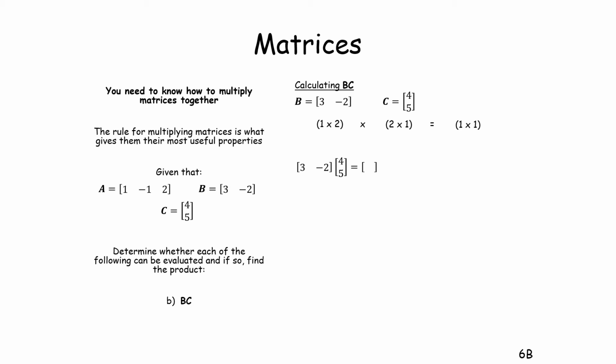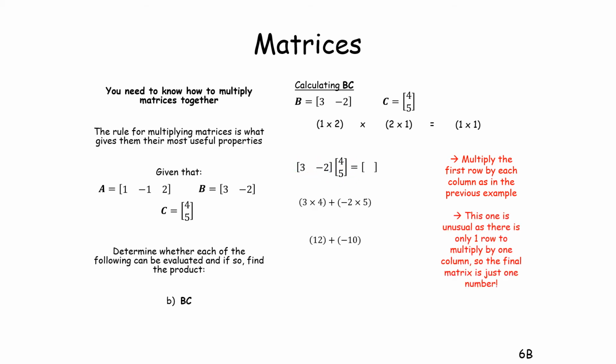So look at this, row times column. So 3 times 4, and then -2 times 5. So that will give us 2.